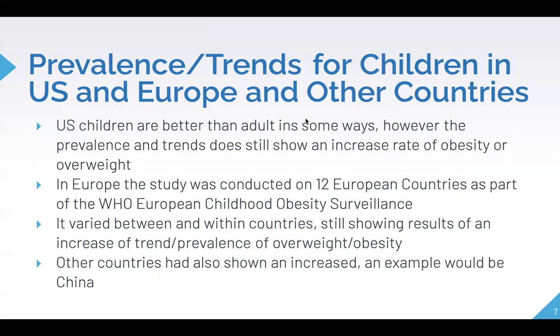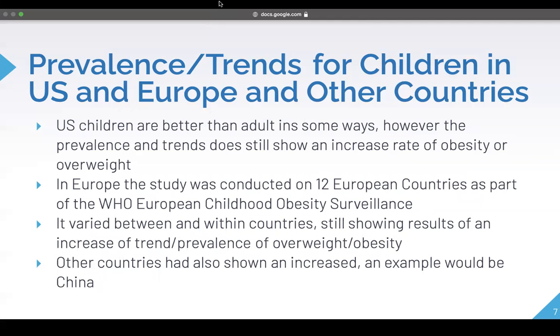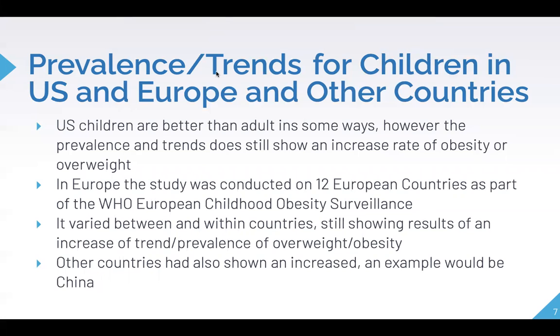Based on 2007 to 2008 data collected in 12 European countries, observed overweight and obesity prevalence of 13.3 to 49% of boys and 18.4 to 42.5% of girls. While the obesity affected 6 to 26.6% of boys and 4.6 to 17.3% of girls. And other countries also shown an increase, such as China.